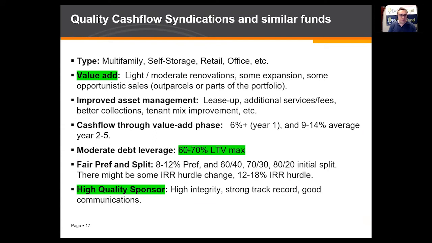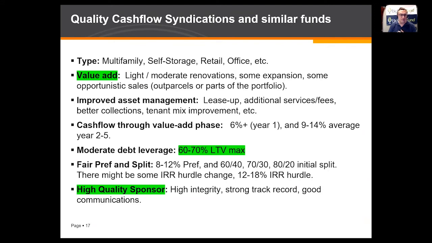So, a fair preferred return and a fair split. I like to see prefs in the 8-12% range and splits of 60-40, 70-30, 80-20 in favor of investors, not the sponsor, obviously. And there might be some IRR hurdles. If investors get, say, 12%, then the ratio may switch a little bit. So the IRR hurdle could be anywhere between 12 to 18%. But that's a good problem to have. If investors got, say, a 16% IRR hurdle and they received it, and there's more return above that, the sponsor can get a little bit bigger share of the return above that.